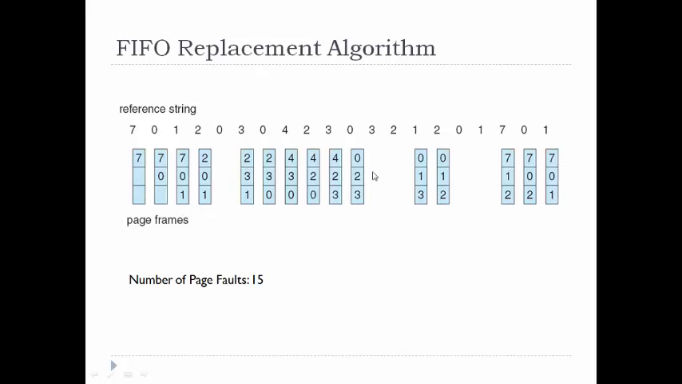For finding the number of page faults, each reference string which has been inserted into a frame, we consider as one page fault. So whenever there is an insertion in the frame, we say it is a page fault. Count it: 1, 2, 3, 4, 5, 6, 7, 8, 9, 10, 11, 12, 13, 14 and 15. So the number of page faults is 15.